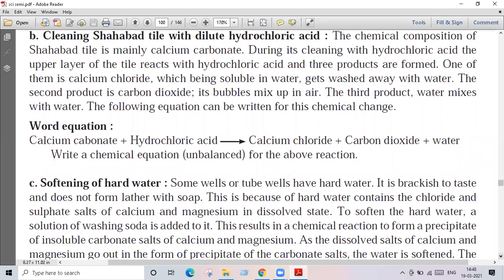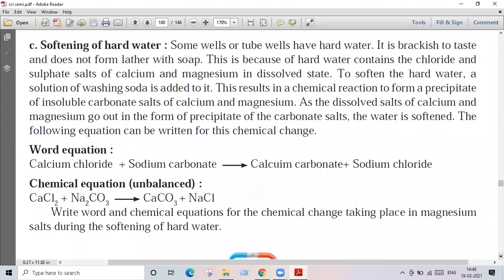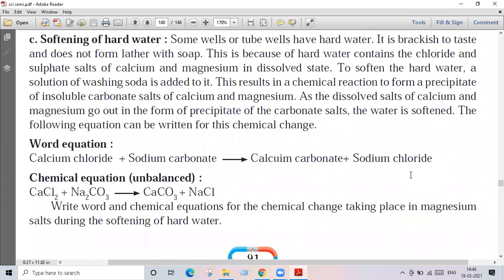Next, we'll learn about softening of hard water. So what is hard water, guys? The water in which we do not get a good foam, we call it hard water. When we wash clothes or bathe, sometimes borewell water does not produce much foam or lather. So that is hard water.